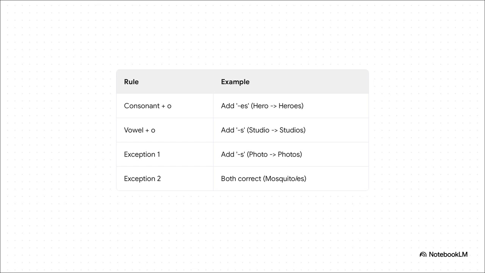But then you get all these exceptions. Photo becomes photos, not photoes. And then there are words like mosquito, where you can actually spell it with an S or an ES, and both are right. Yeah, this one definitely requires a bit of memorization.